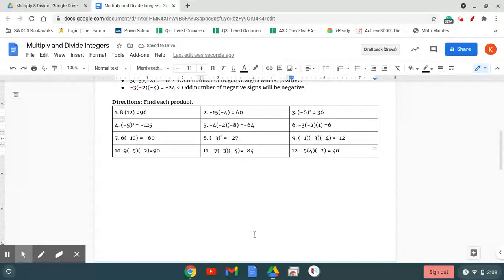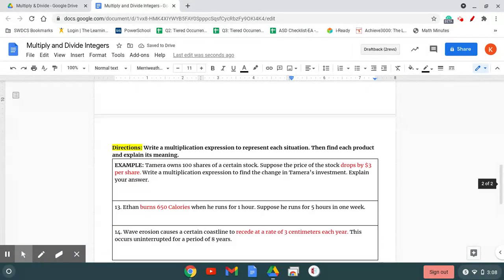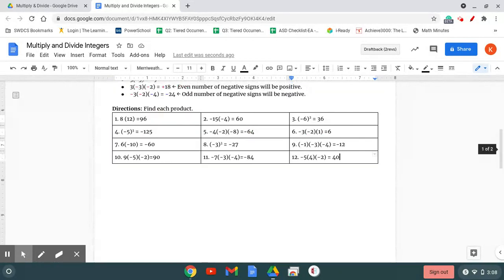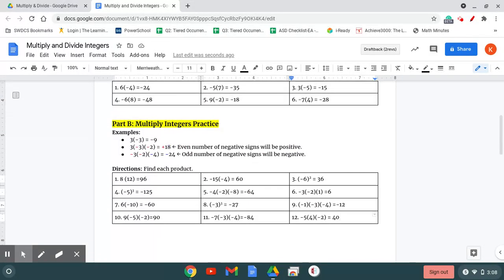All right, so that's all for our notes today. Tomorrow we will get into some story problems and then dividing, which is basically the exact same rules we just did. So go ahead and work on the worksheet and IXL. If you don't finish, that's okay. We will have time later in the week to work on it.